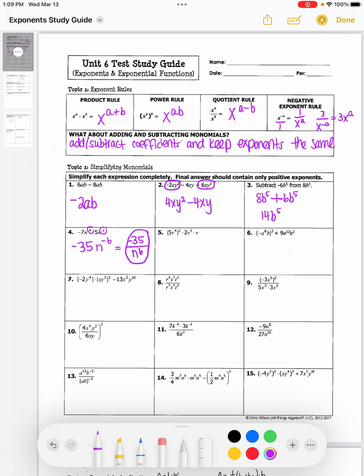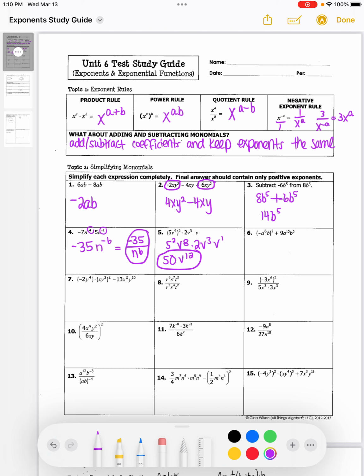Number 5, we have a power rule that needs to be completed first. So we first would do 5 squared and then v to the 8th, since the power rule says multiply the exponents. And then rewriting the rest of the problem, we have this. 5 times 2, or sorry, it's not 5, it's 5 squared. 5 squared is 25, and 25 times 2 is 50. And then for the v's, v to the 8th times v to the 3rd times v to the 1st. 8 plus 3 is 11. 11 plus 1 is 12. So this would be 50v to the 12th power.